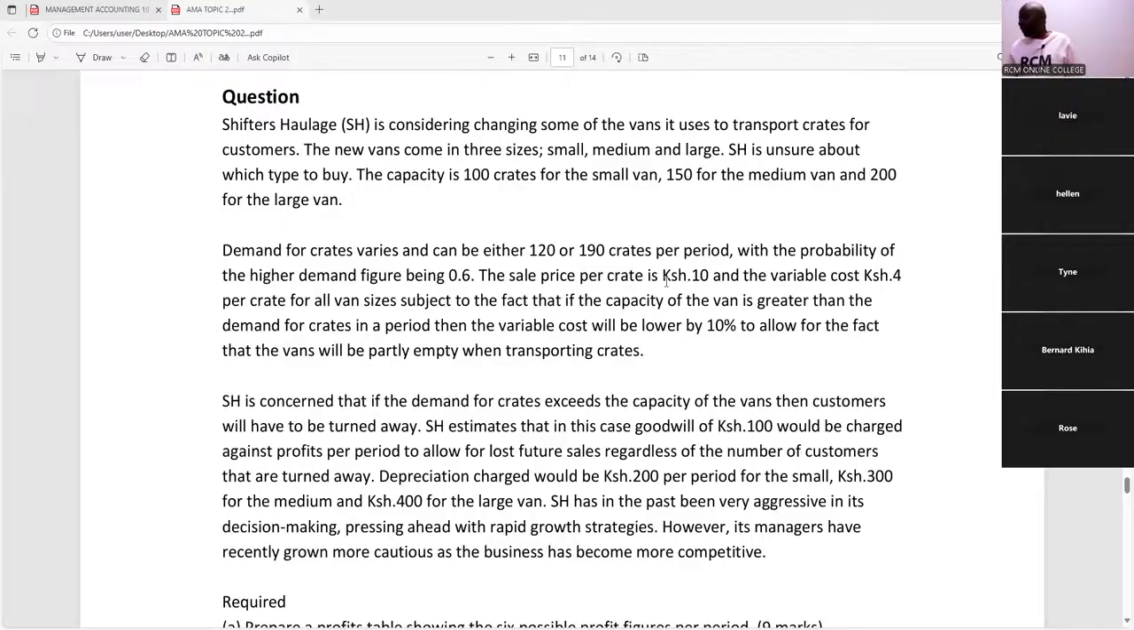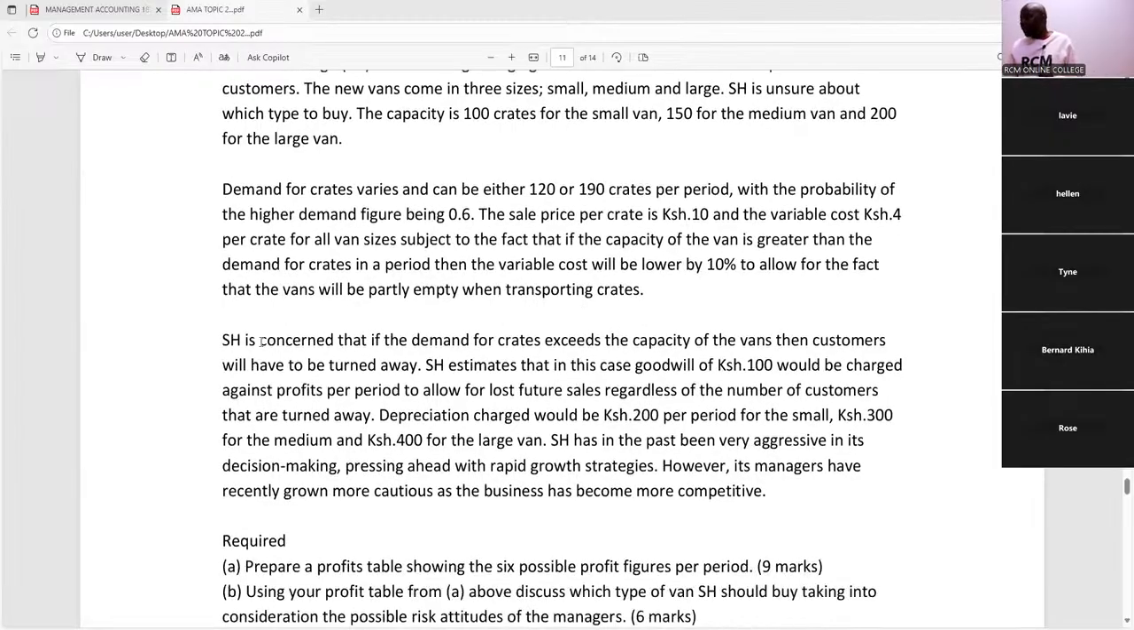The sale price per crate is 10, and the variable cost is 4 per crate for all van sizes, subject to the fact that if the capacity of the van is greater than the demand for crates in a period, then the variable cost will be lower by 10% to allow for the fact that the van will be partly empty when transporting crates. Shifters Foliage is concerned that if the demand for crates exceeds the capacity of the vans, then customers will have to be turned away.